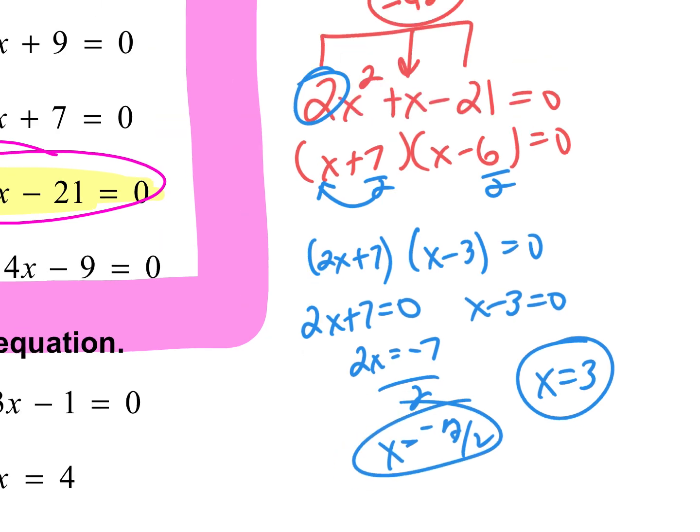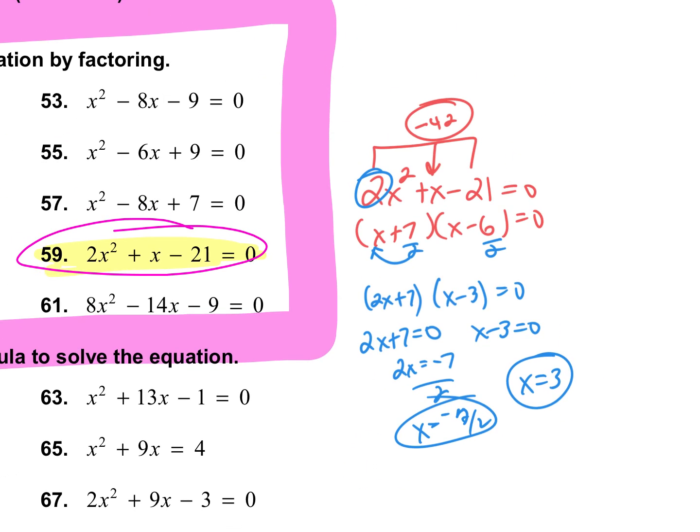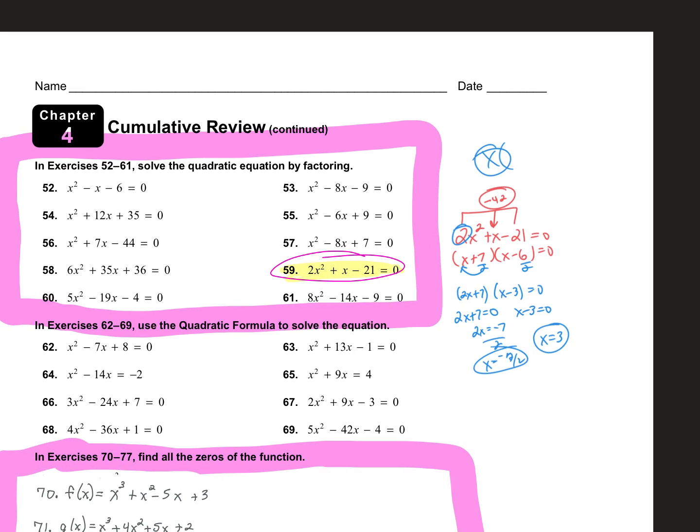How many answers did I know at the very beginning I was going to have? 2. Remember, the highest exponent tells you how many answers. If you pulled out an x, and there was an x out in front, you have to set that equal to 0 as well. That's an additional 0, so make sure you guys are paying attention to that.